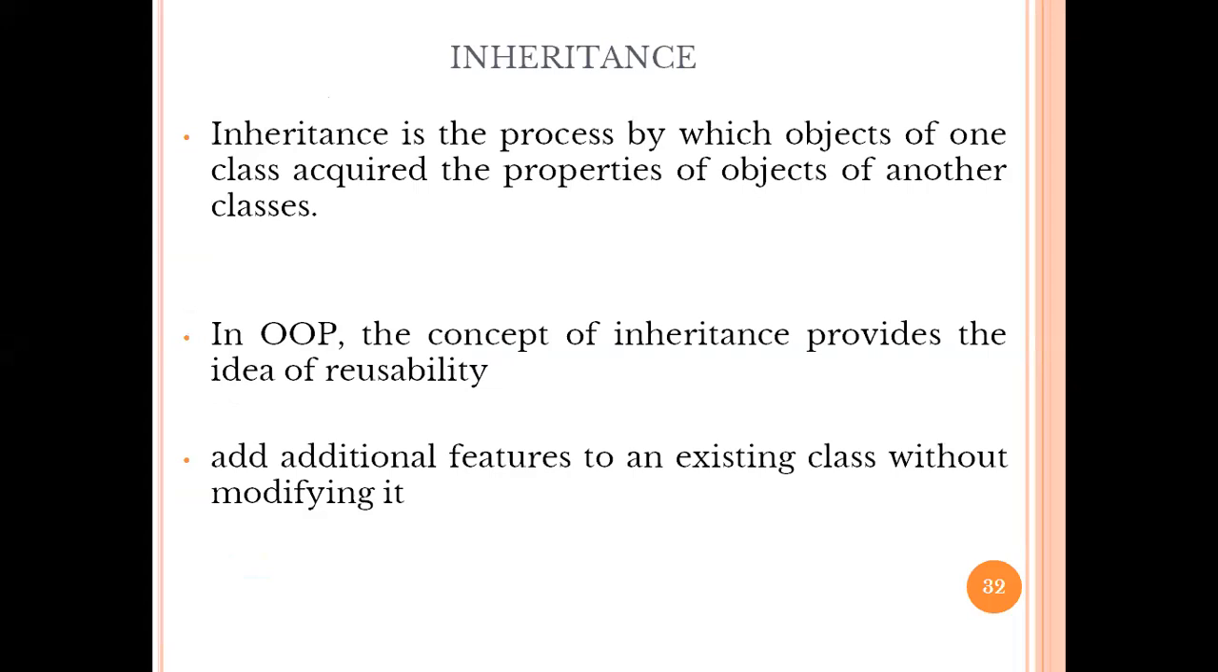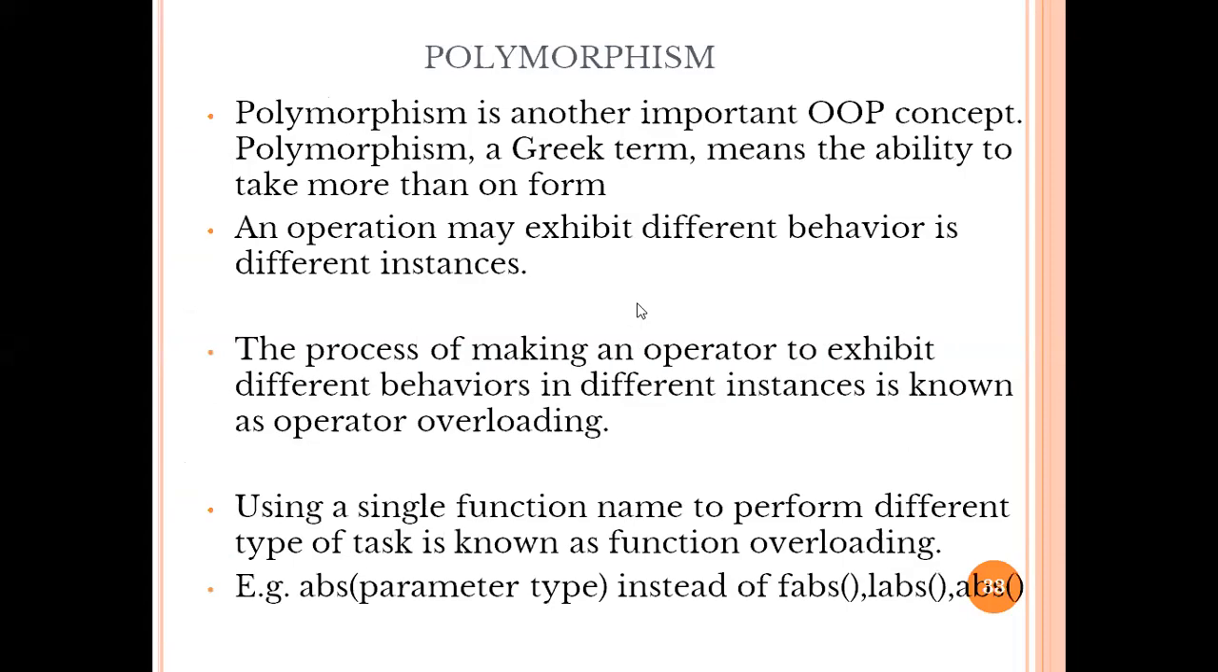So we will move towards the next point in the introductory part, which is polymorphism. What is meant by polymorphism? Polymorphism is one more important concept available inside OOP. Polymorphism is nothing but the ability to take more than one form, meaning it does different operations for the same function name.